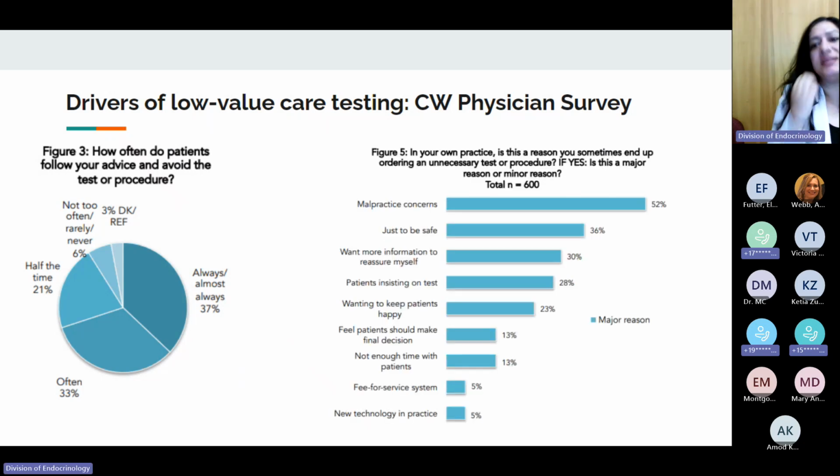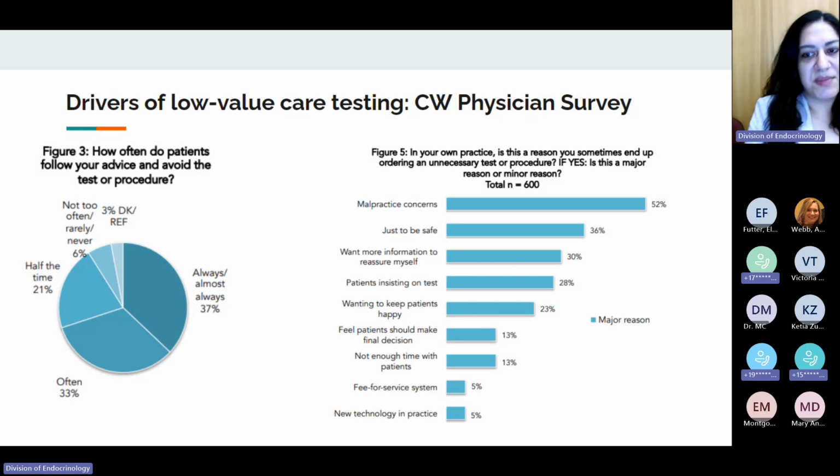In your own practice, is this the reason you sometimes end up ordering an unnecessary test or procedure? 52% said they do it because of malpractice concerns, 36% just to be safe, 30% to reassure themselves and get more information, 28% because patients insist on it, 23% because they want to keep patients happy. So there's a theme here. 13% feel like the patient should be the one to make the decision. A lot of times justification is not science-based or evidence-based, so that's something to keep in mind as well.